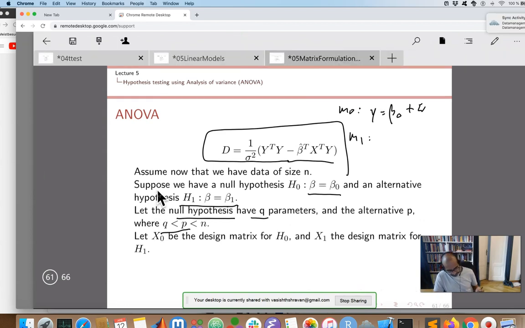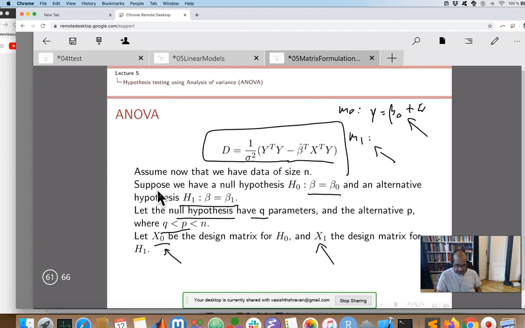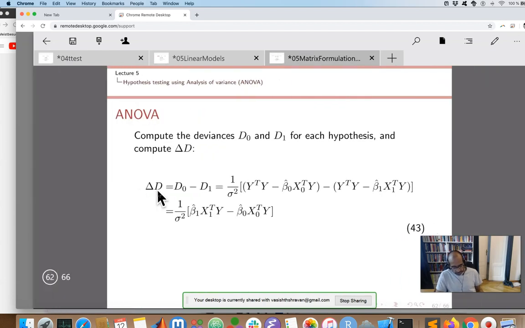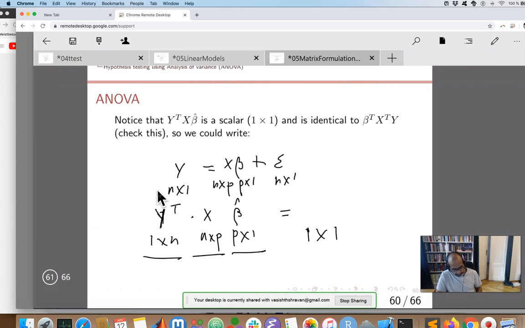That's a stipulation that I'm making: I'm going to have more parameters in the alternative model than in the null model. So we have a design matrix specified for the null model, and a design matrix specified for the alternative model. I'm calling X sub 0 the design or model matrix for the null model, and X1 the design or model matrix for the alternative model. What we're going to do is compute the deviances for the null and the alternative model.